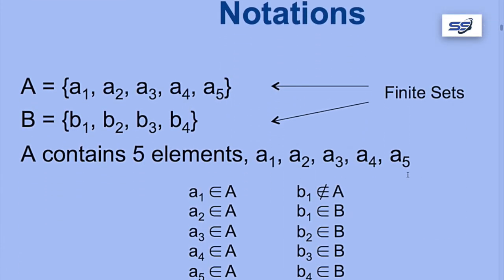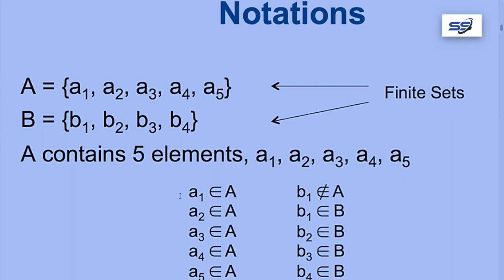In notation given, A is equal to {A1, A2, A3, A4, A5}. B is equal to {B1, B2, B3, B4}. Both are finite sets. A contains 5 elements, A1, A2, A3, A4, A5.